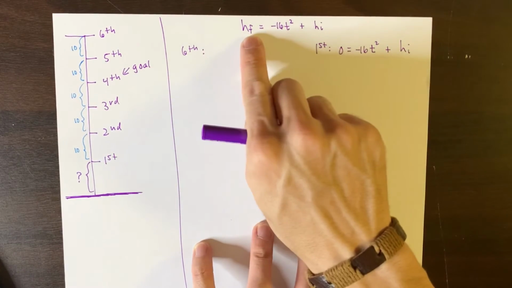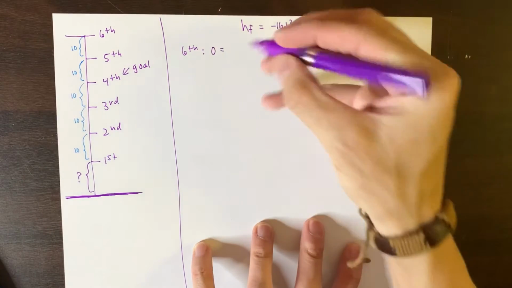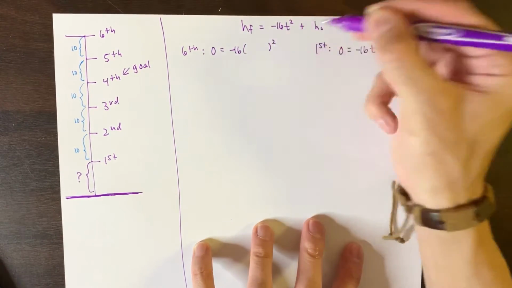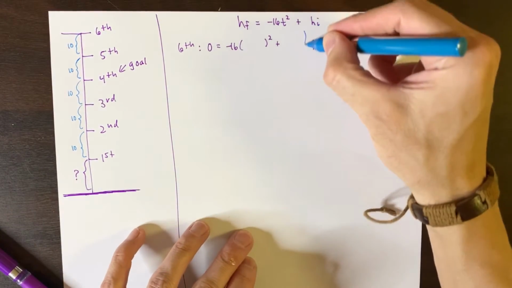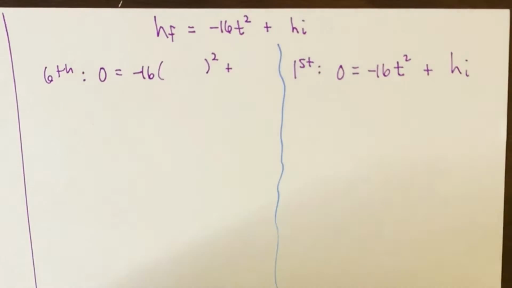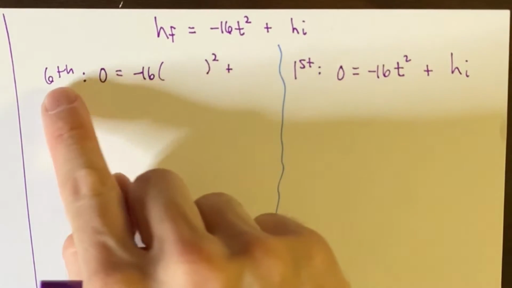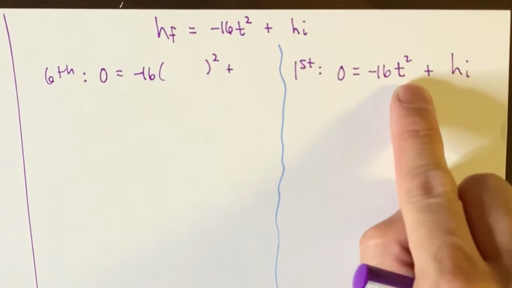Here's what I'm saying. I know the final height is 0 equals negative 16. And there's going to be something squared plus something. And you know what? Let me just split this up. Little squiggle. Now, this has to be the time, right? The time for the 6th floor. But how does the 6th floor time compare to the 1st floor?